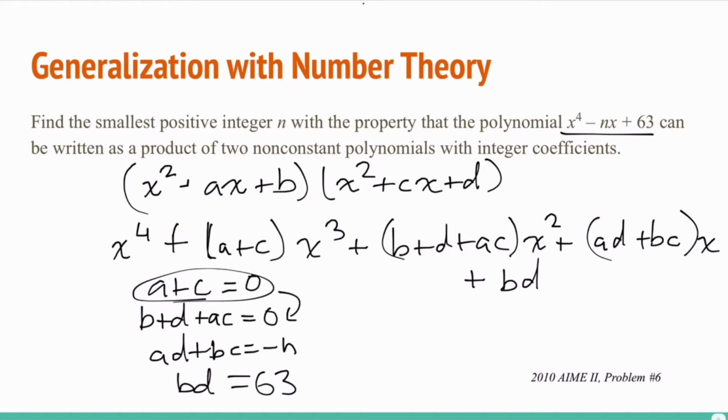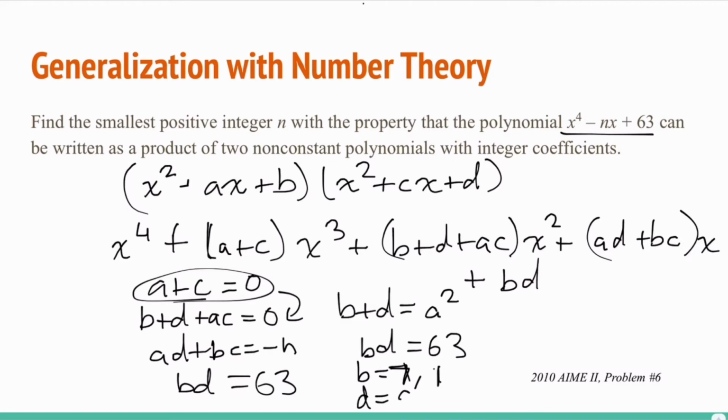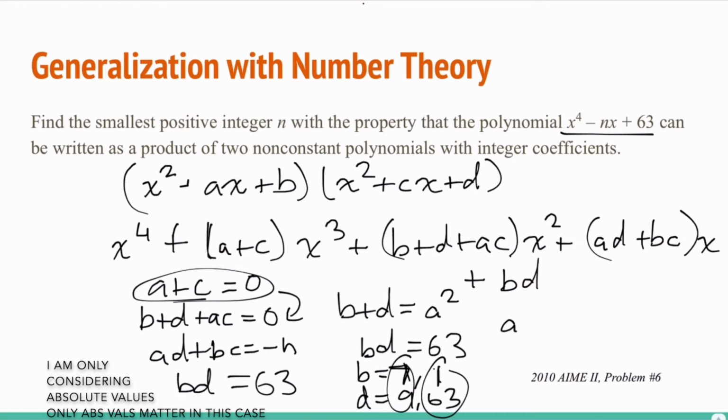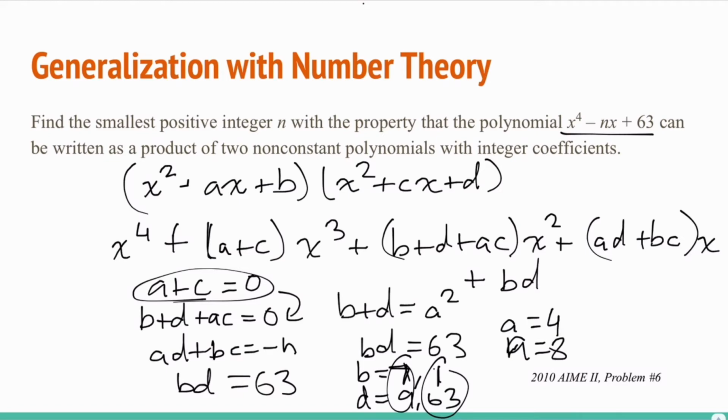Solving with this and plugging in here, we get that b plus d equals a squared and bd equals 63. And considering b is less than d, let's find the possible values. B can equal 7 and 1, and D can equal 9 and 63. And these are the pairs. And for these pairs, A equals 4 and A equals 8. And plugging this into the value for n, we get that the possible values for n are n equals 8 and another value of n that's much larger. So right now our lowest value is n equal to 8.